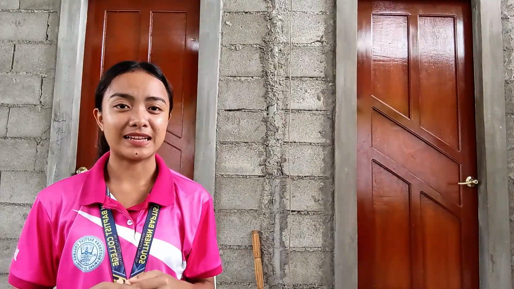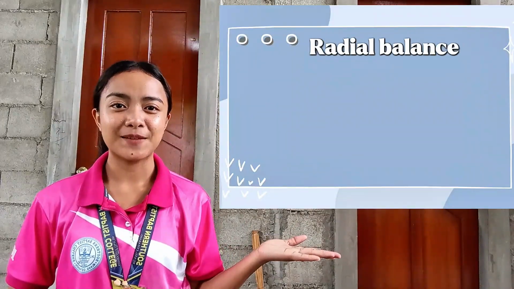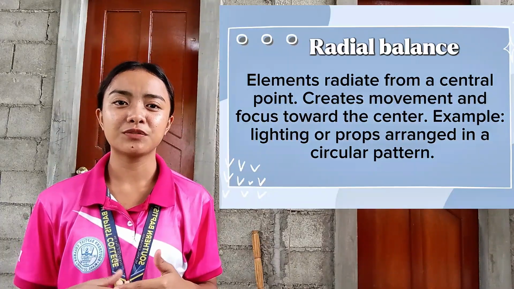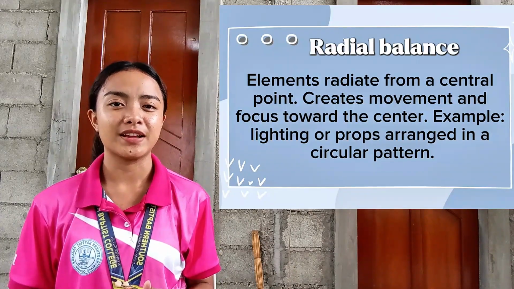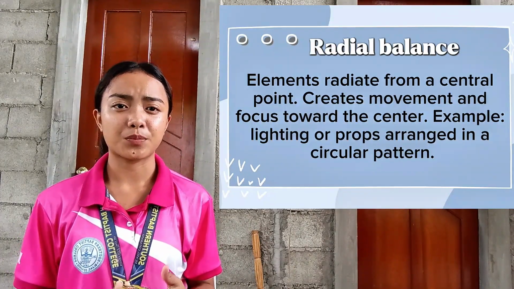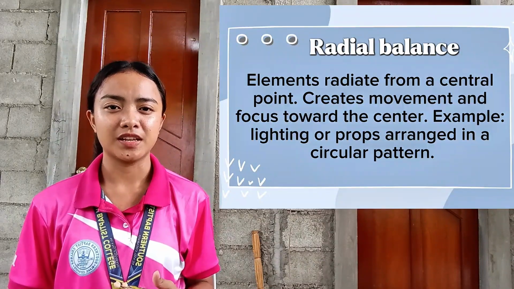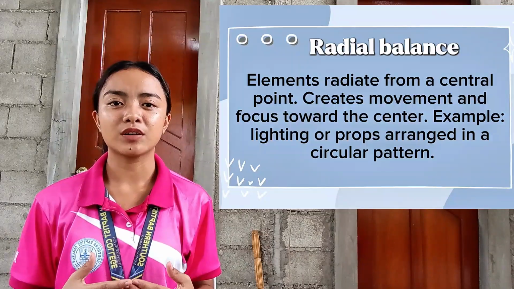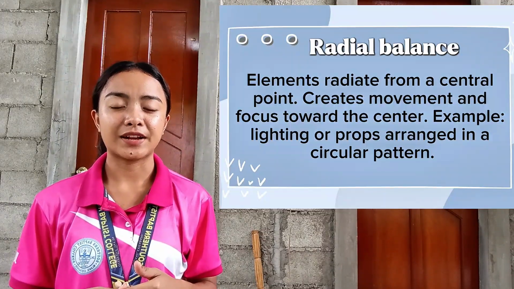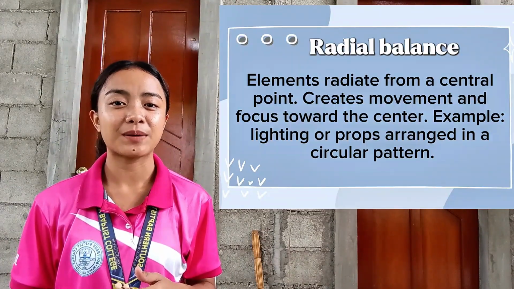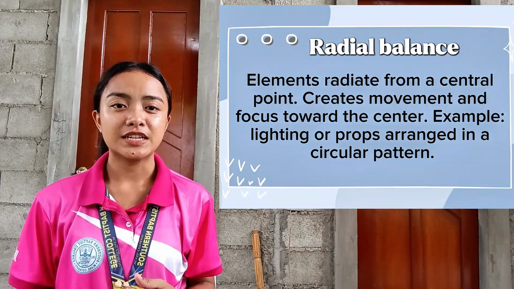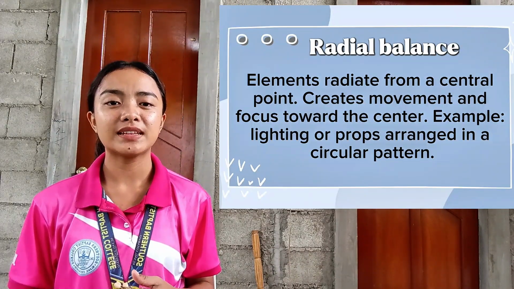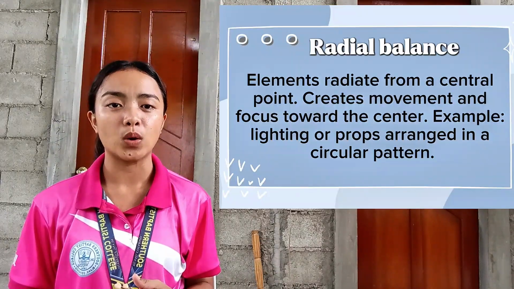So the last balance is the radial balance. So elements radiate from a central point, create movement and focus towards the center. Example, lighting or props arranged in a circular pattern. So in radial balance, all elements seem to come out from a center point, like rays from the sun or lights from the middle of the stage. So this gives the audience a clear focus while keeping the design symmetrical in all directions.